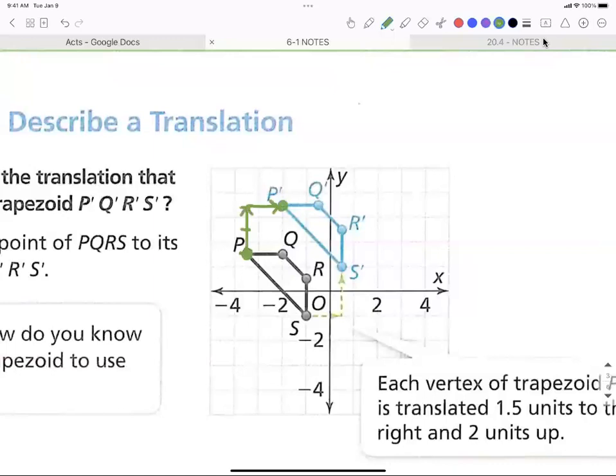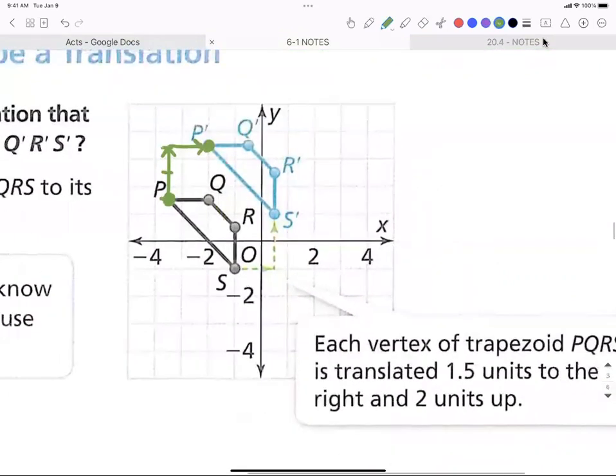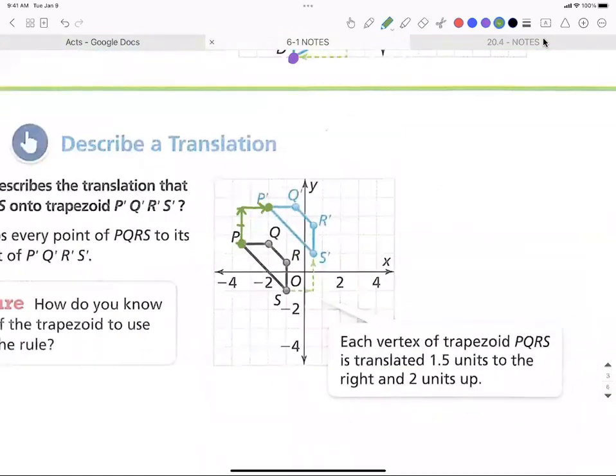Right? It's very important that you go from the original to the prime. If you go from prime to the original, your moves are going to be backwards. Okay. So it tells you right here, 1.5 units to the right and 2 units up. And I don't really care what order you tell me that. I don't care if you say up and down first and then left and right or vice versa. It doesn't really matter. Just watch if you're doing it on Savvas. Make sure if they're asking for the up move, you put up.